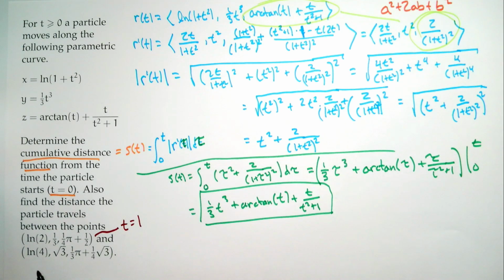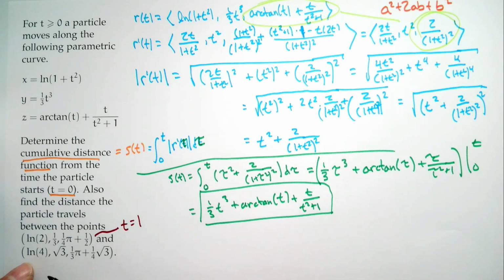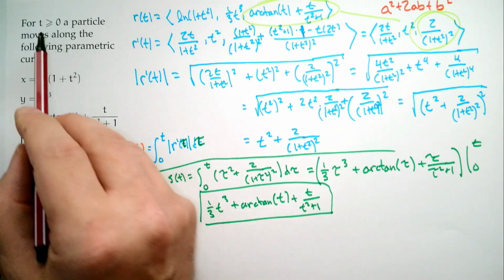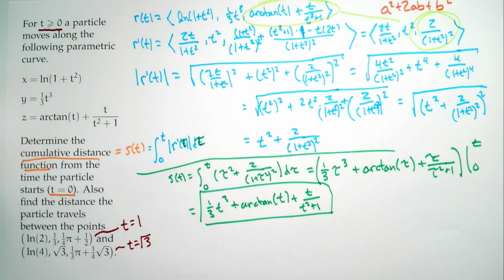Now let's look at this second point. For what values of t am I at the point (log 4, √3 · 1/3 π + 1/4 √3)? Well, again, look at the x-coordinate. When does log of 1 plus t squared give 4? So t squared would have to be 3. t is root 3. And you might be saying, wait a second, what about negative root 3? Great question. Look at our assumption up here. t needs to be greater than or equal to 0. We don't want a negative value of t.